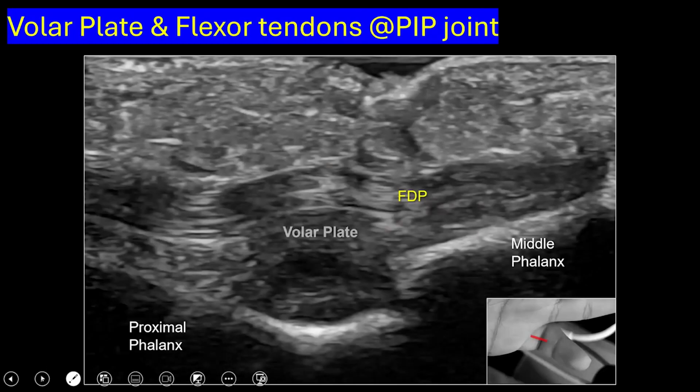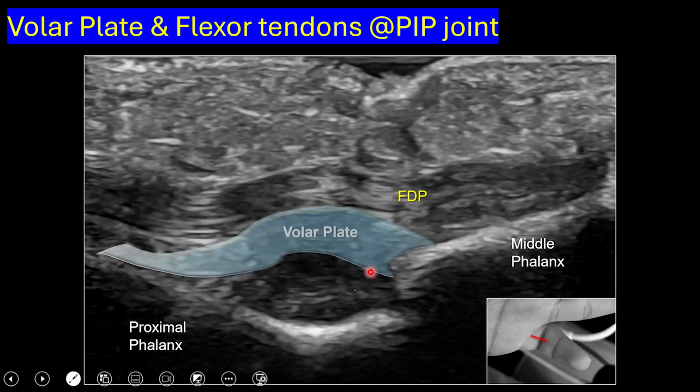When the image was obtained on the palmar or volar aspect of the proximal interphalangeal joint, what we could see is an intact volar plate. There is a small amount of fluid which is seen, which has gravitated proximally at the level of the proximal phalanx. As I told you earlier, the volar plate has a very tight attachment over the base of the middle phalanx, while the proximal attachment is very lax.